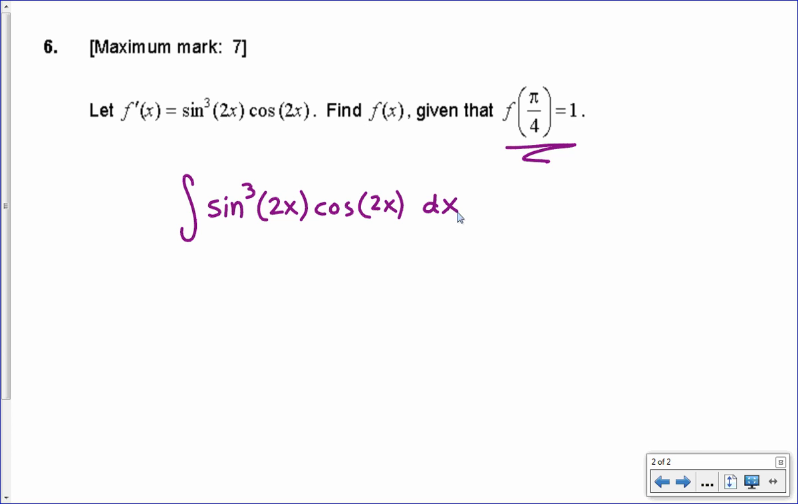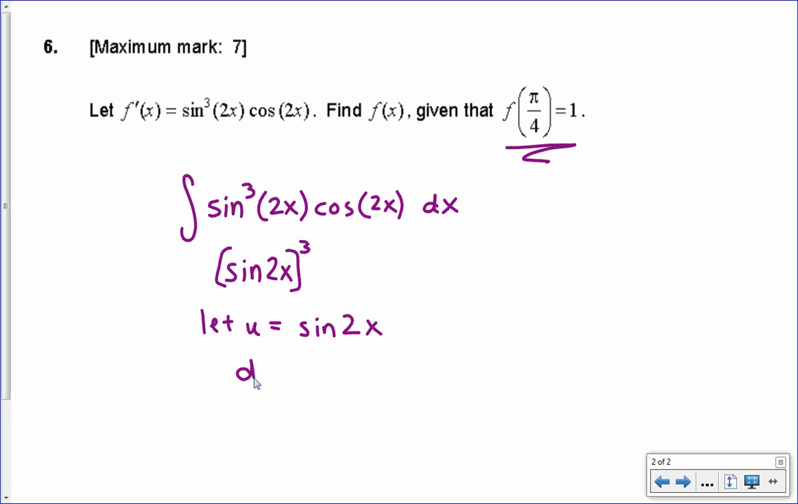Then the actual integration of this is pretty tricky. So I want to use u substitution. It requires that we remember what this means. If we have a sine cubed 2x, it means sine 2x quantity to the third power. Okay? It means that the sine function is being cubed. So I'm going to let u equal sine 2x.